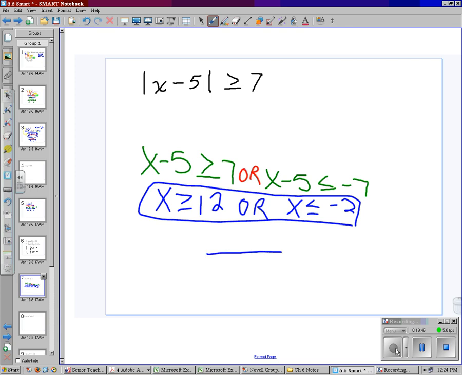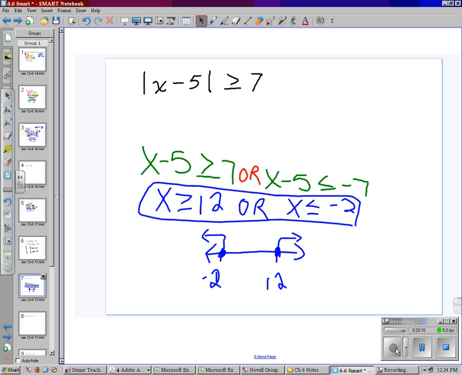And we can graph that. We'll show how we're graphing that with the negative 2 here and the 12. X greater than or equal to 12. Open or closed? Closed. Arrow to the right. X less than or equal to negative 2. Open or closed? Closed. Arrow to the left. So, Cecilia, just the two numbers there would be appropriate.